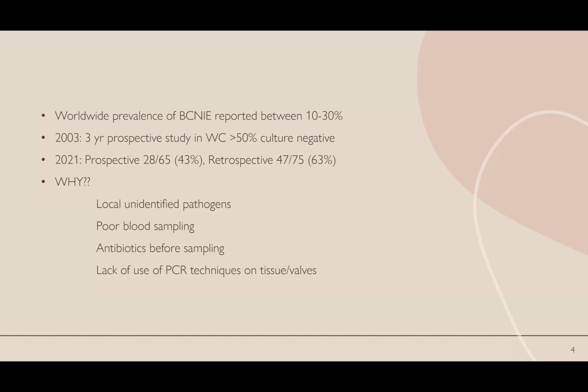Do we have local unidentified pathogens? Are our blood sampling techniques poor? Are we prescribing antibiotics before actually sampling the blood? Or is there a lack of knowledge and a lack of use of the PCR techniques that we have available for us?